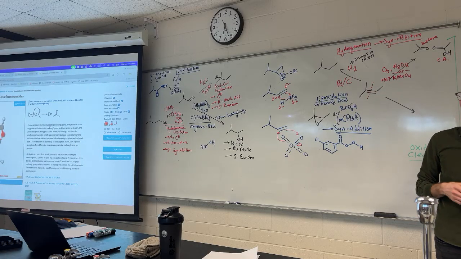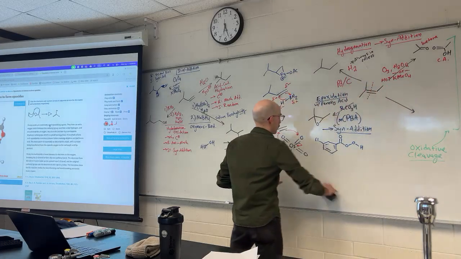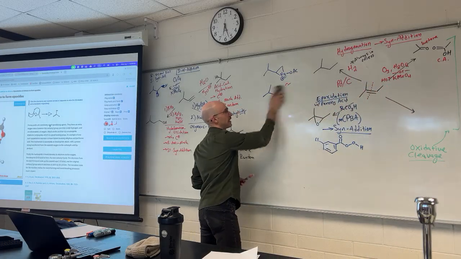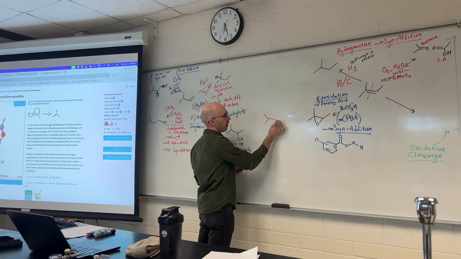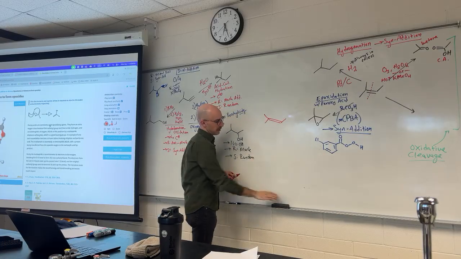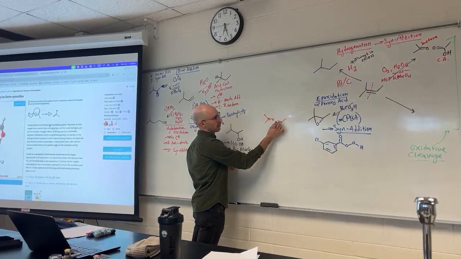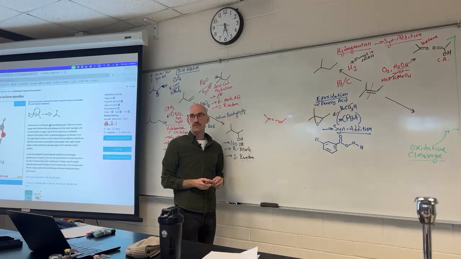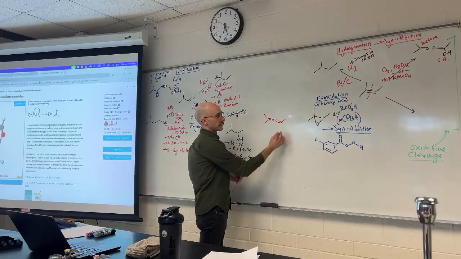You can predict the products of oxidative cleavage by simply redrawing your alkene, exaggerating that carbon-carbon double bond, erasing it, and replacing the alkenes with carbonyls. Then oxidize any hydrogens.